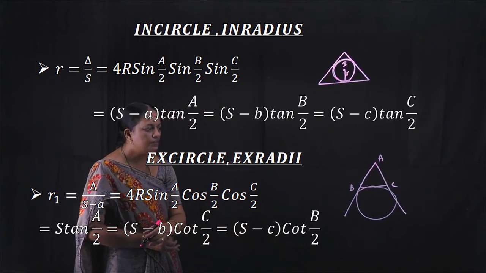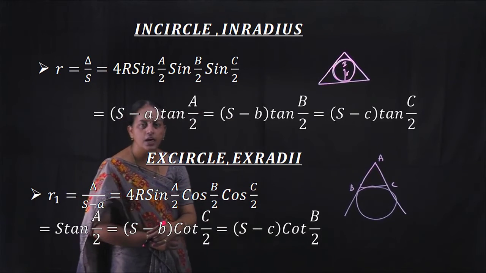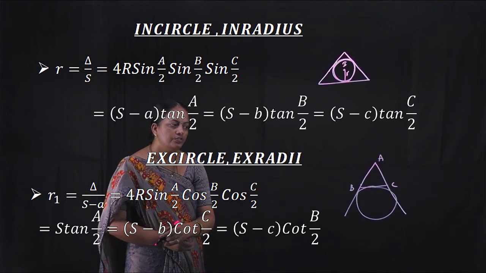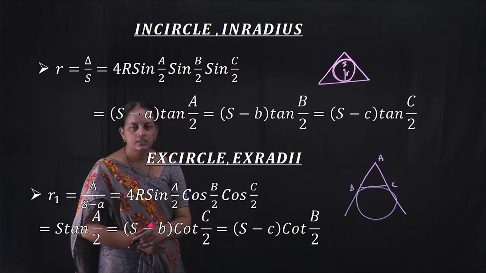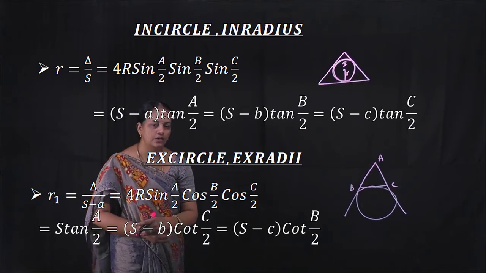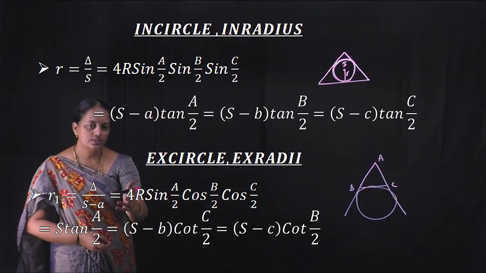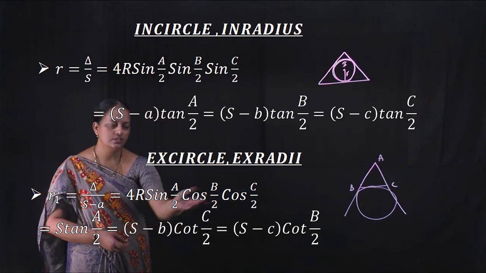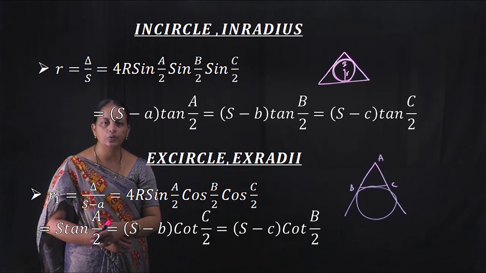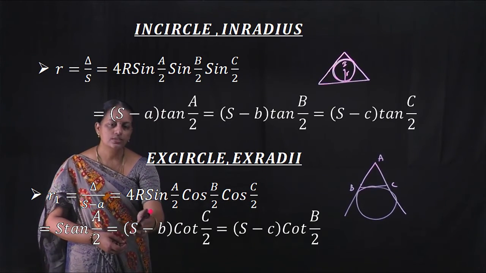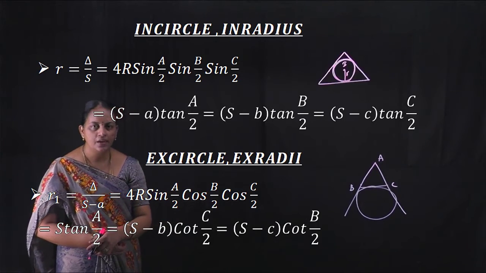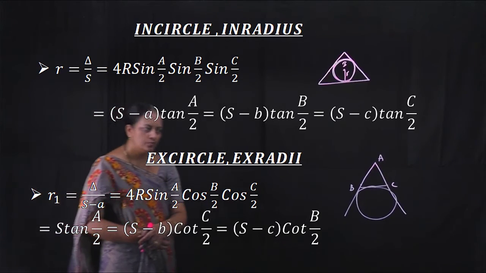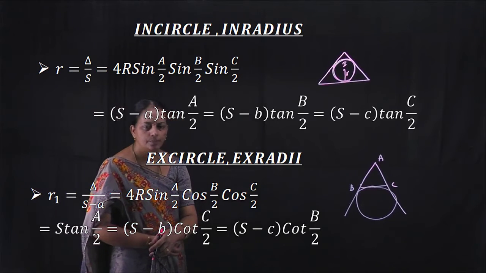The centers of these excircles are denoted by I1, I2, I3, and the radii of these excircles are denoted by R1, R2, R3. Let us see the formula for the exradii. R1 is equal to delta by S minus A, which is also equal to 4R sin A by 2 cos B by 2 cos C by 2, which is also equal to S tan A by 2, which is equal to S minus B cot C by 2 and also equal to S minus C cot B by 2. Already we derived all these formulas in previous sessions.